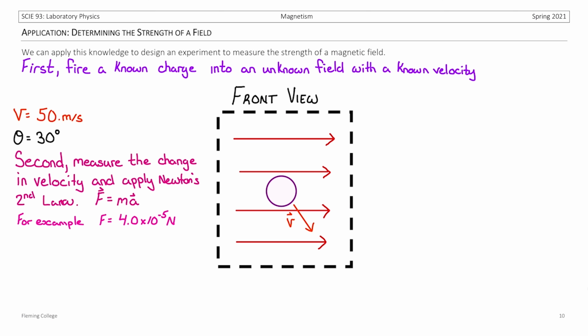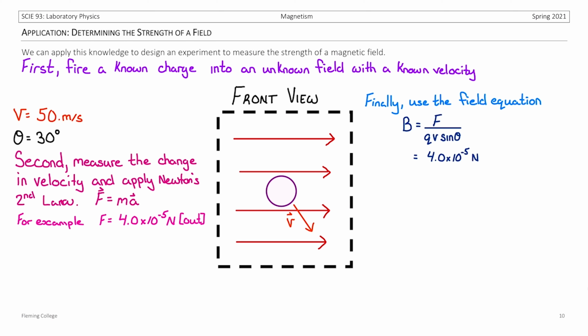Finally, we can rearrange the field equation using our measured force, our known charge and velocity and angle to calculate that this magnetic field would have a strength of 0.80 Tesla. Again, using the right hand rule, the only direction that this could be is to the right, as we assumed.